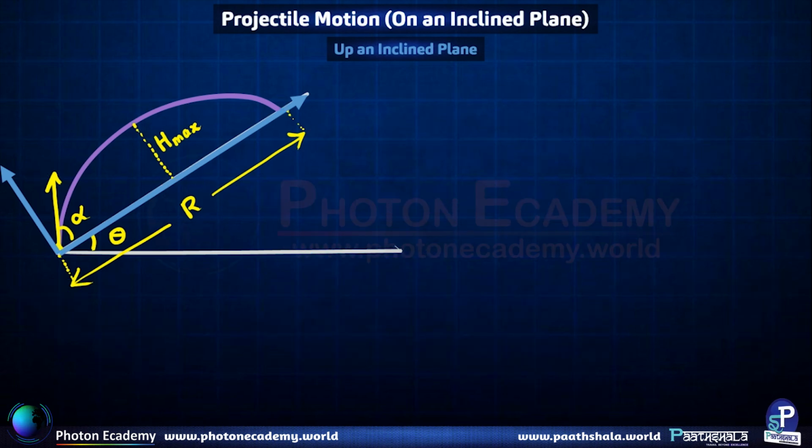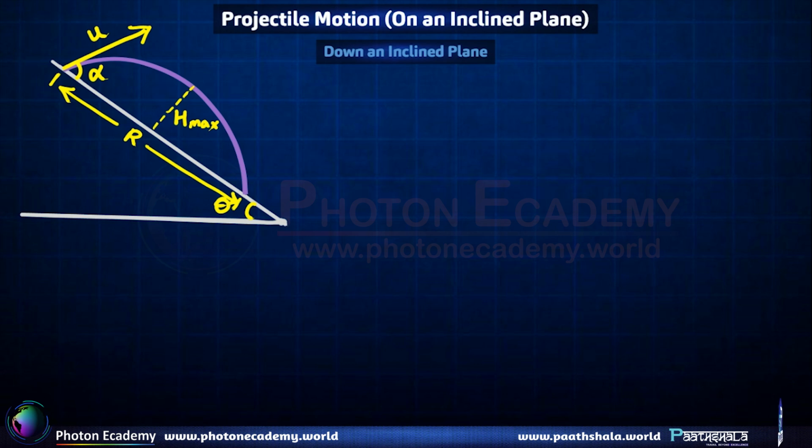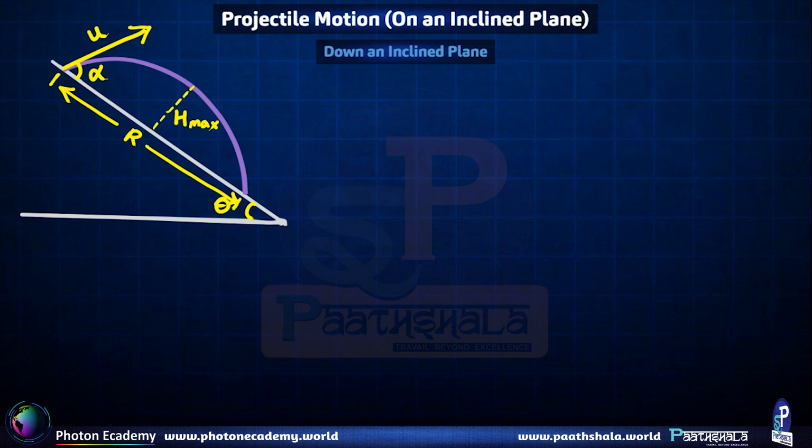Moving on, let us look at projectile motion down an inclined plane. Here alpha is the angle of projection made with respect to the inclined plane. Theta happens to be the angle of the inclined plane with respect to the ground. So this purple line is the path traced by the projectile. Hmax is shown and u is the initial velocity. Let us get the x-axis and the y-axis in the picture. So this is the x-axis and this happens to be the y-axis.